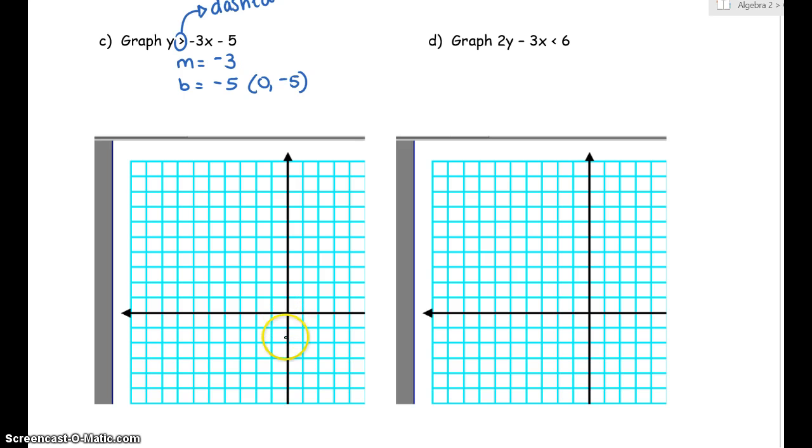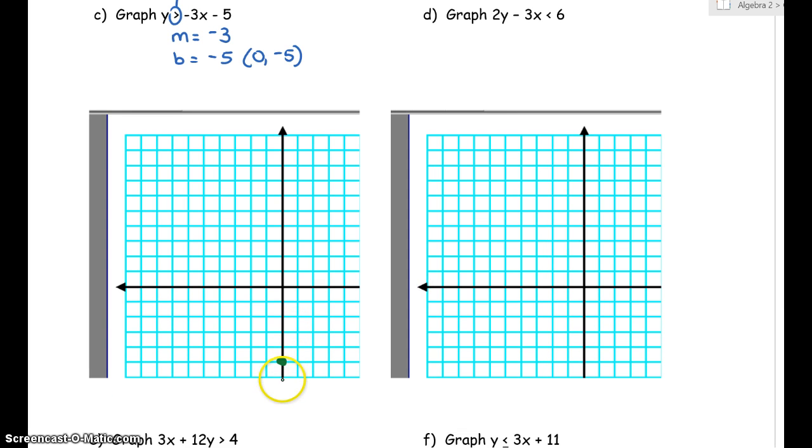So 0, -1, -2, -3, -4, -5. And we're going to use our slope -3 over 1. So it's going to go down 3 over 1. Now, I don't have space here, but I'll do 1 that way. Down 3 over 1. And then I'm also going to go up 3 and over 1 to the left. Okay? So up 3 and over 1 to the left, up 3 over 1 to the left. And here's our dashed line.